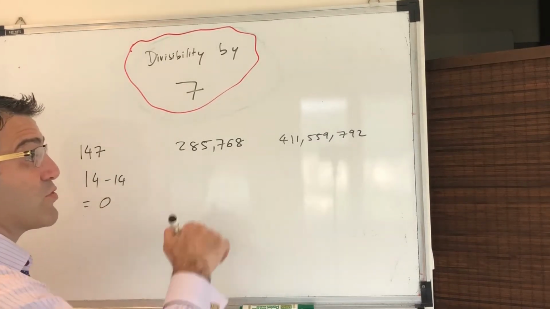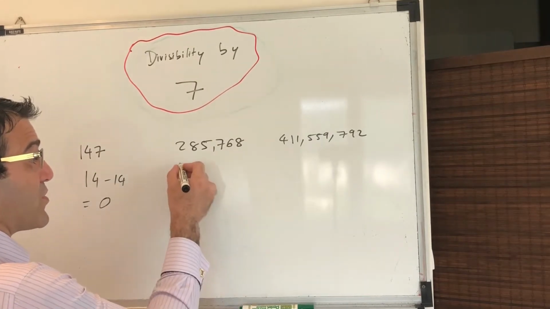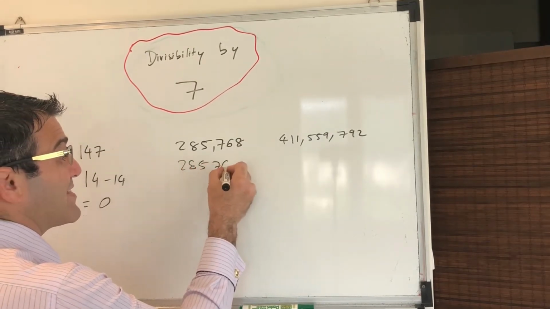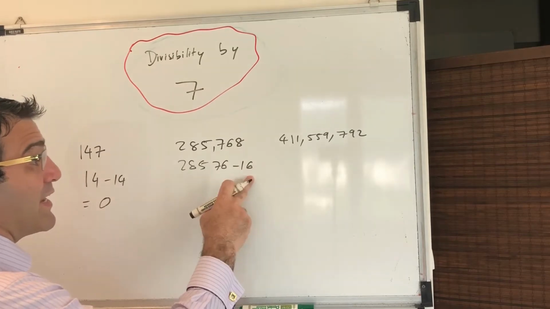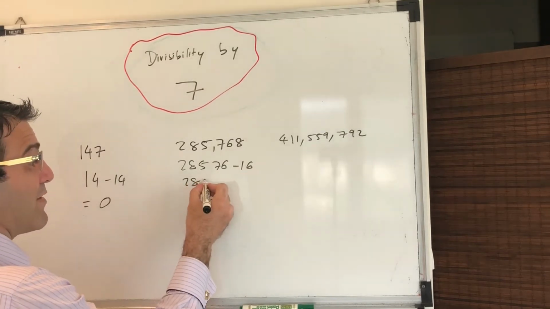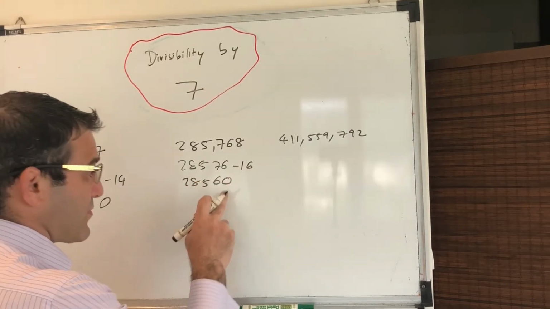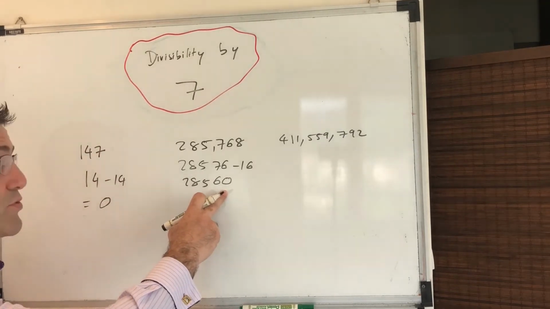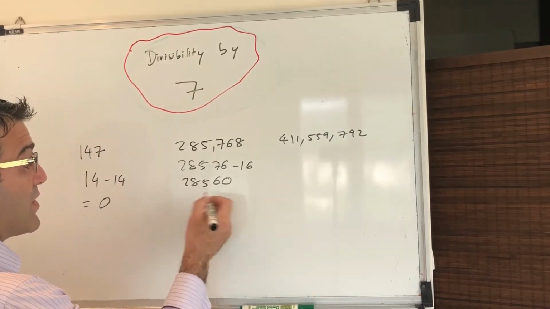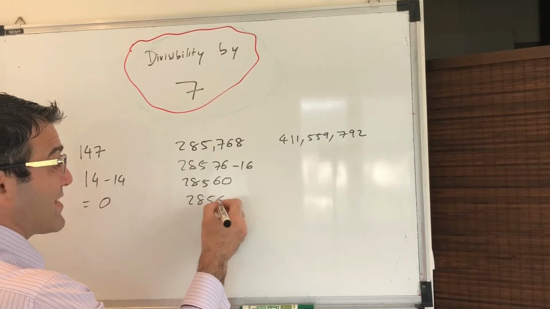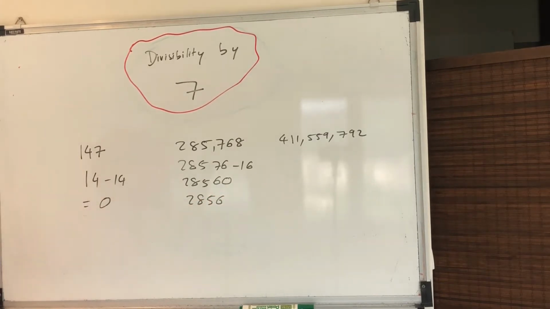What's 8 times 2? 8 times 2 is 16. So I do 28576 minus 16, and I end up with 28560. Now I need to subtract 0 times 2. So 0 times 2 is 0. So I subtract that from 2856, and 2856 minus 0 is just the same number.